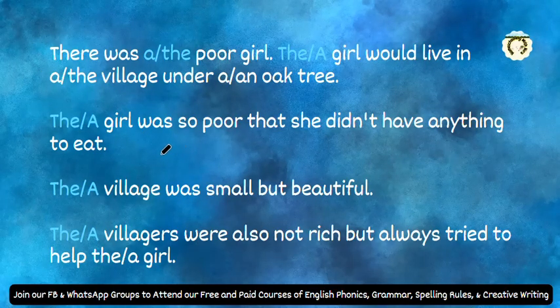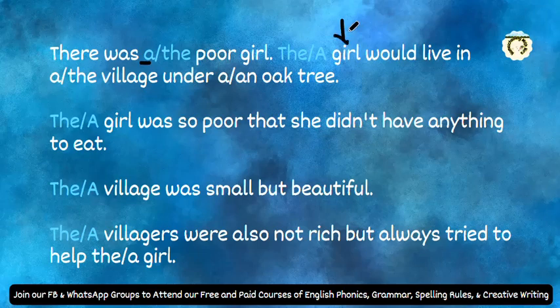Let's read these sentences with me. There was a or the poor girl. What is the right article here? We are talking about any girl. We don't know which girl we are talking about. So there was a poor girl. Blank girl would live in blank village under blank oak tree.